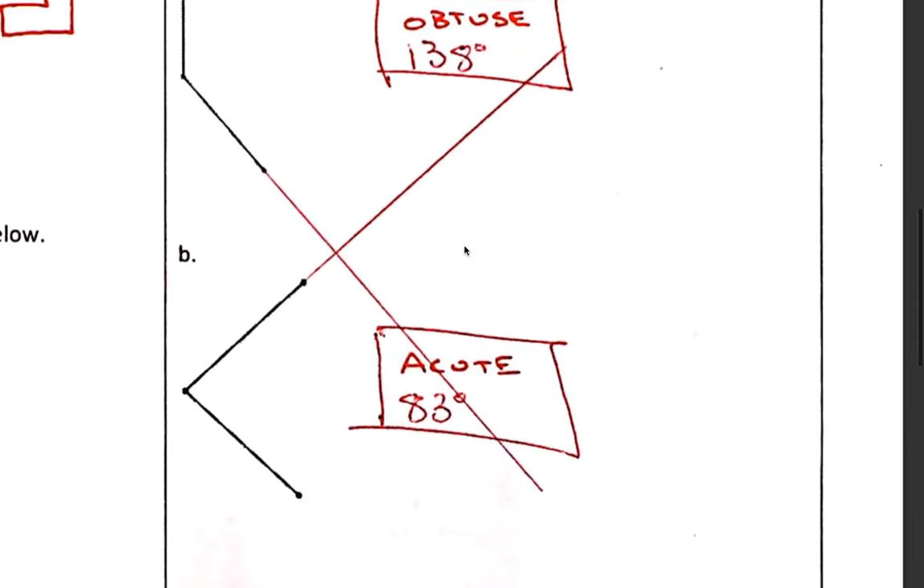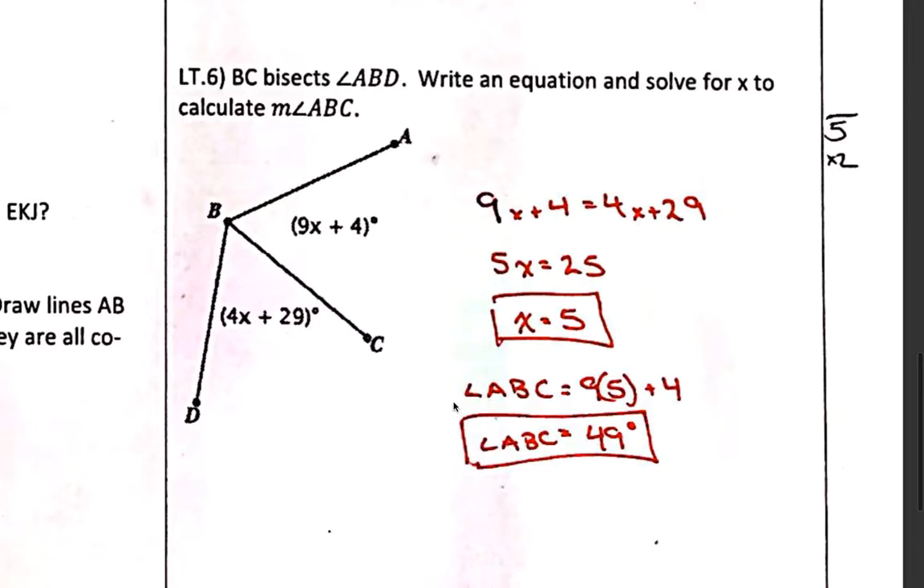The second one, again, this was a lot like the concept check, and you did much better this time. It looks like it's right, but you can't assume that it's right. And so when you measure it, you notice that, 1, it's acute, it's less than 90 degrees, and it's 83 degrees.